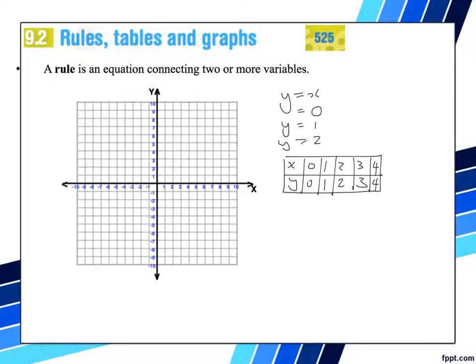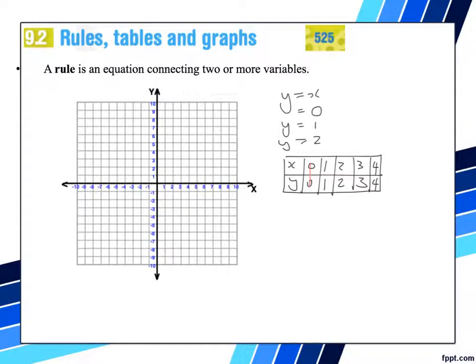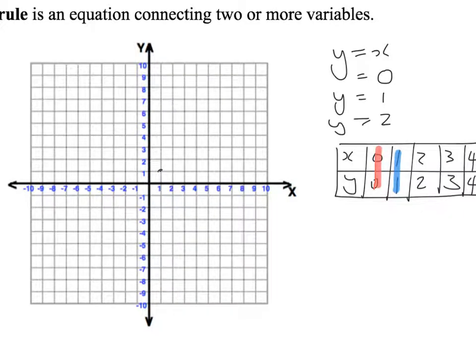If I had to plot this onto the graph, I'll use these as pairs. When x was 1, y was 1. When x was 2, y was 2. When x was 3, y was 3. When x was 4, y was 4. And we can say that they all lie on a straight line.